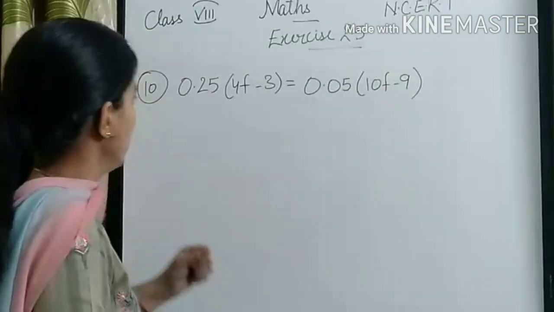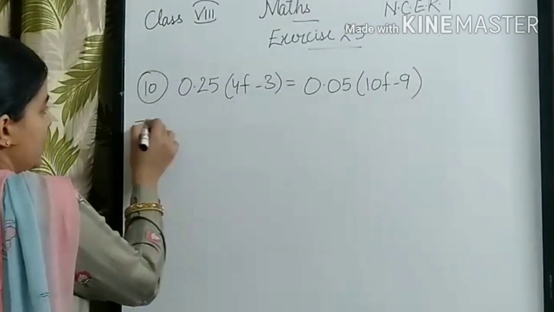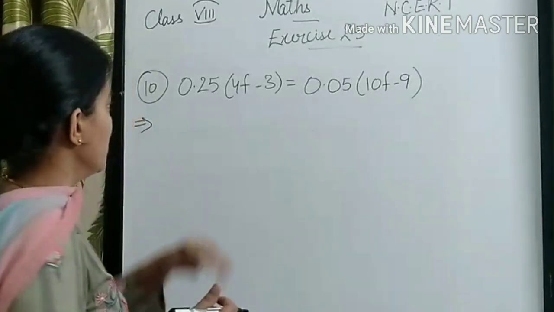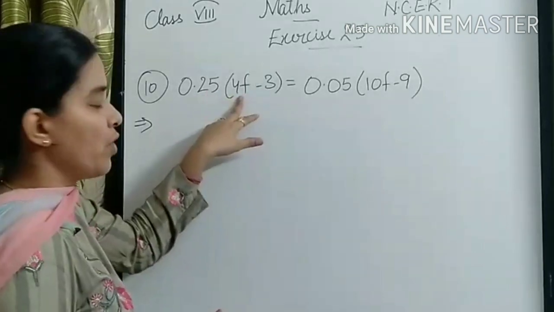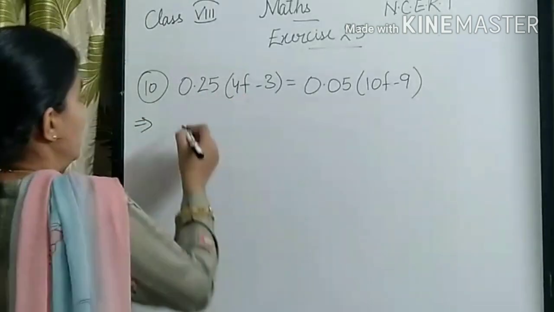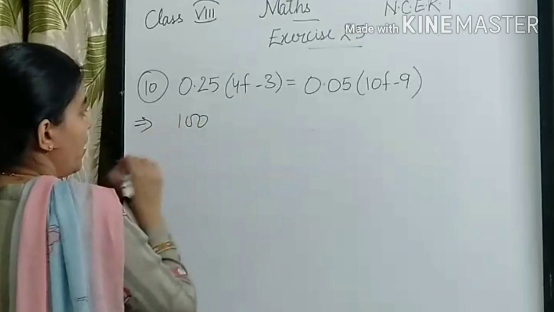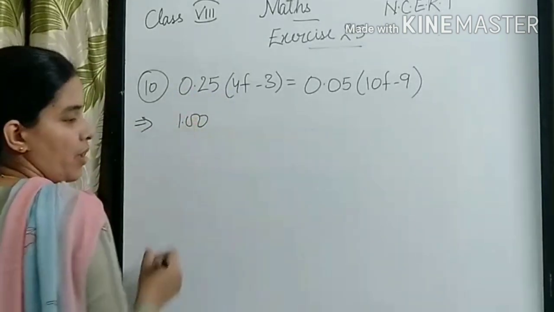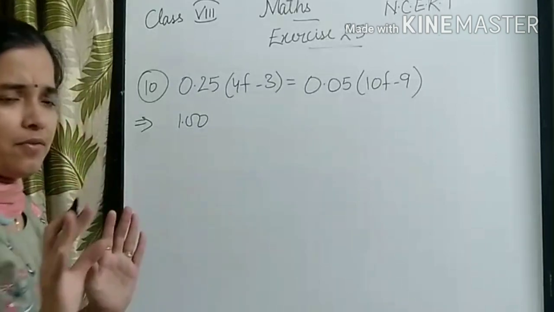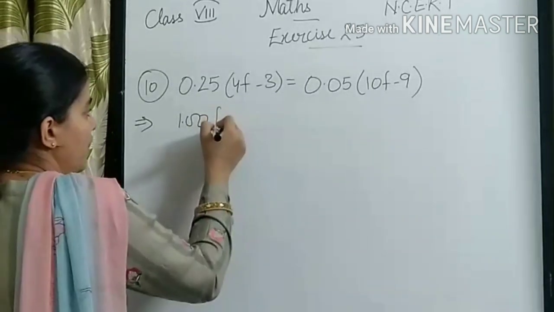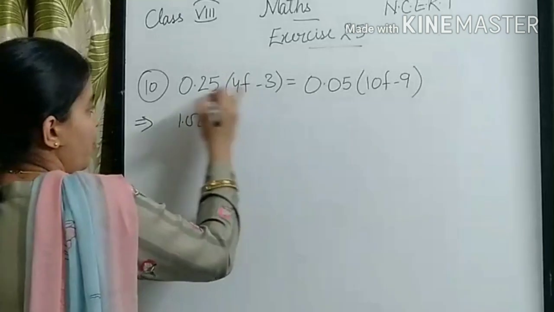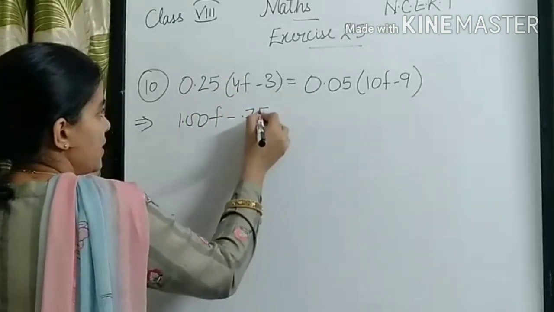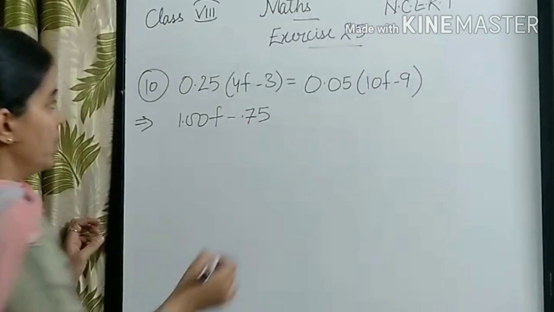How to do this? First open up the brackets. The difference is there is a decimal sign with the numbers. So 0.25 and 4 if you multiply, 25 4s, if you multiply it will come out to be 100. The decimal is before 2 digits, so it will come here 1.00. You can directly write it 1 also, no problem. Then f. Then 0.25 and this if you multiply it will come 0.75 this way.